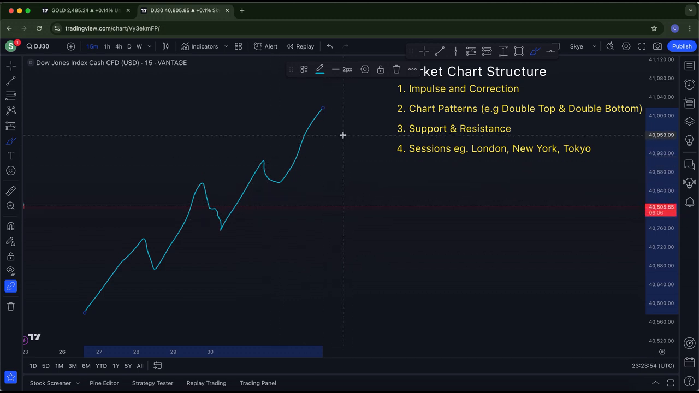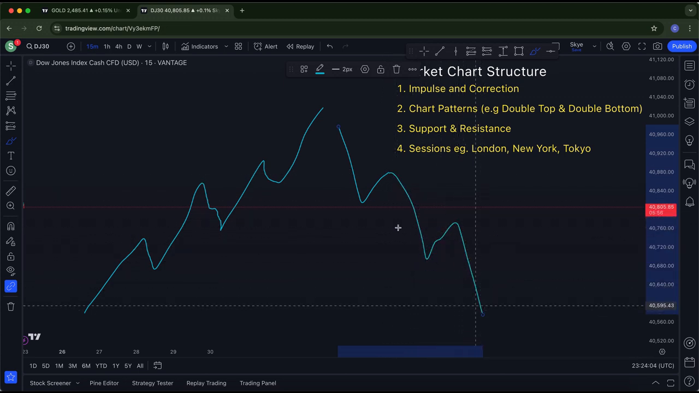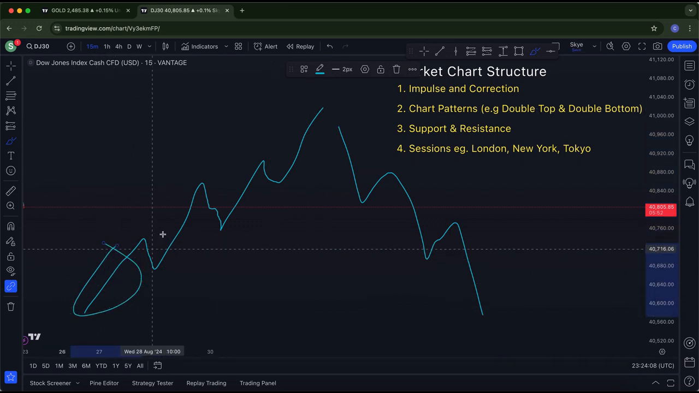On the other hand, for a downtrend, you may see a very strong impulse like this, a little correction, impulse, a little correction, impulse. So the long one that is very strong is the impulse, while the second is the correction. So that's how we have it.